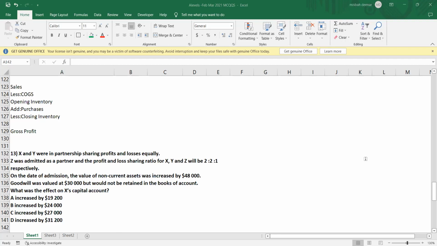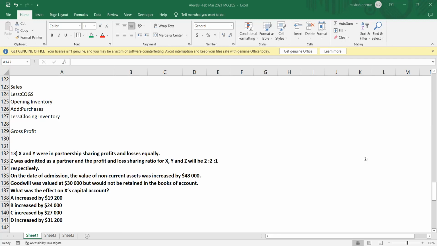Then question number 14. Which items would appear in the partnership appropriation account in the absence of a partnership agreement? So whenever there is no partnership agreement, there won't be any interest on drawings and there won't be any partner's salary. So there would be only 1 and 4. So answer would be C, 1 and 4. Profit and partner share of profit. So this is a theoretical question, so you need to revise this.